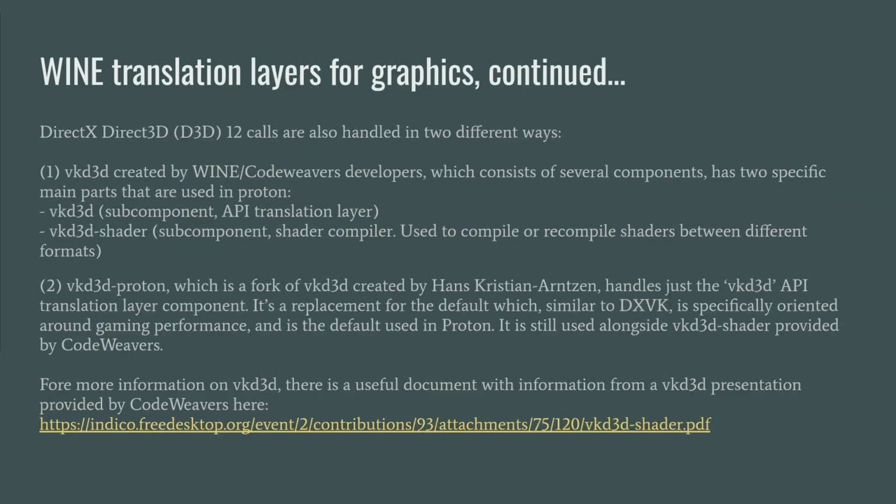Okay, so yeah, that's what I was trying to get at. So VKD3D itself has two major parts. There's a couple of other parts, but the two major parts are VKD3D itself, which has the API translation layer, and then VKD3D shader. VKD3D shader is the shader compiler. It's used to compile or recompile shaders between different formats. And VKD3D is used in combination with VKD3D shader.